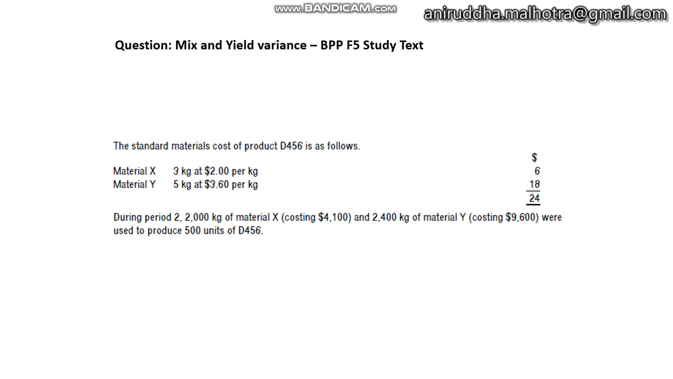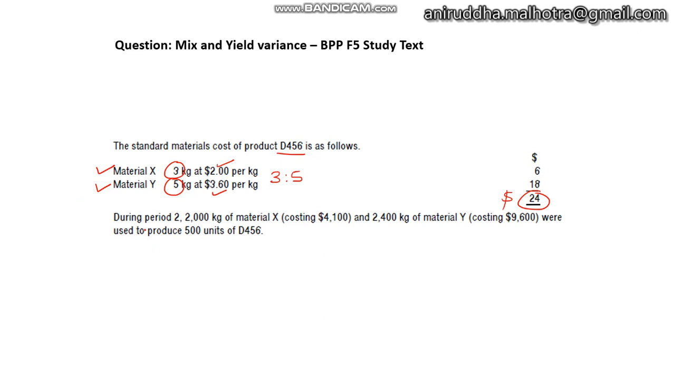We have a product here which we are manufacturing, that is D456. We're using two materials here, X and Y. We're using 3 kgs of X and 5 kgs of Y. The costs are given to us, that is 2 and 3.6, and hence each unit of D456 costs us $24. Now, the standard mix over here is 3:5. So this is what we should use when we are producing D456.